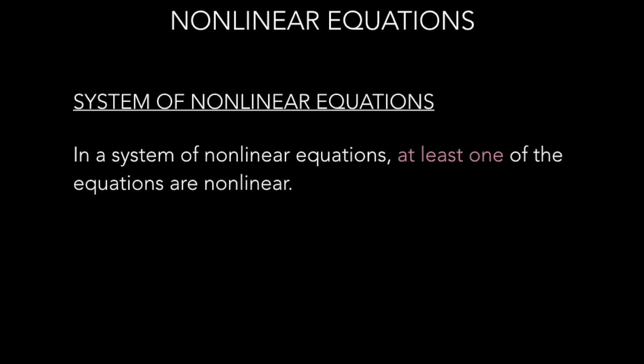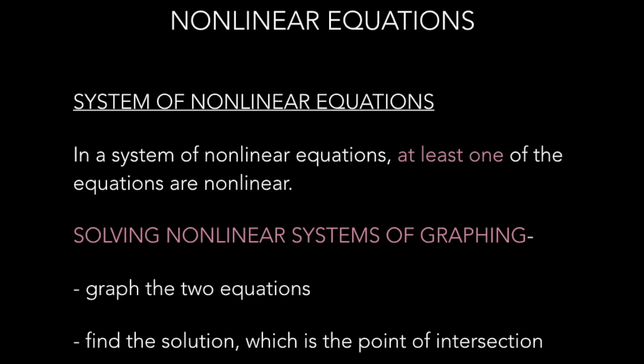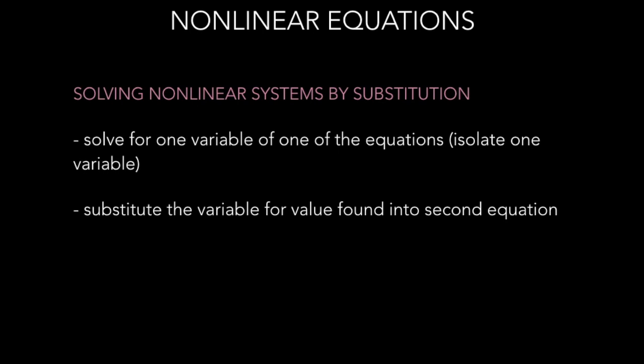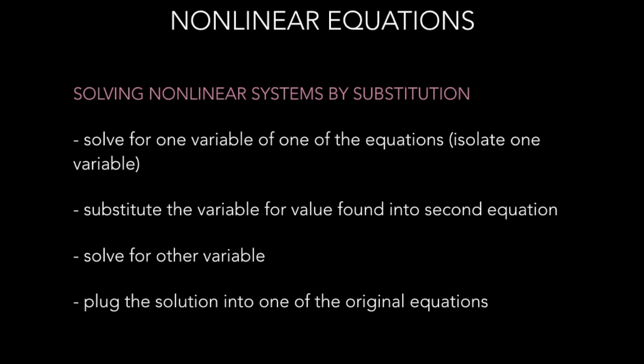A system of nonlinear equations is a set of equations in which at least one of the equations is nonlinear. To solve the two equations, graph them and find the point of intersection between them, which is the solution. Another way to solve the equations is substitution. First, isolate one variable. Then, substitute that expression into the second equation. Next, solve for the other variable. Finally, plug the solution into one of the original equations to find the value of the other variable.